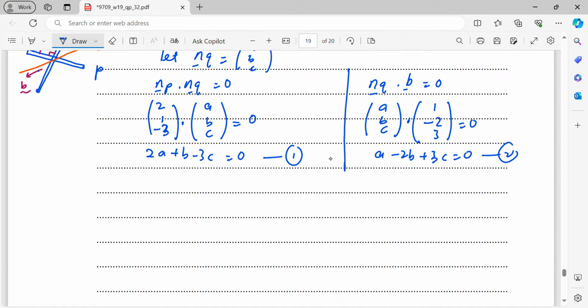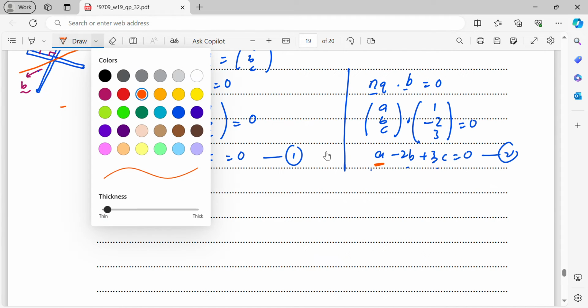Now, to solve these 2 equations, I only have 2 equations, but with 3 unknowns. That means you will get infinite solutions. Now, I notice that I have different multiples of A in both equations, different multiples of B in both equations, but the same multiple of C in both equations. But one is minus 3C, another one is plus 3C, which means to eliminate the C, I have to add these 2 equations. So first plus second. So 2A, look at here, 2A plus 1A, I get 3A.